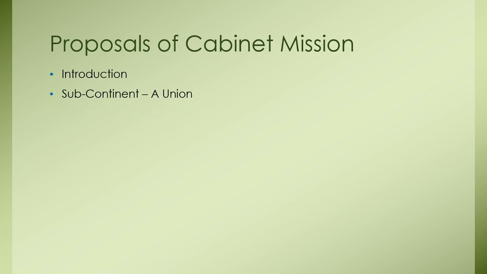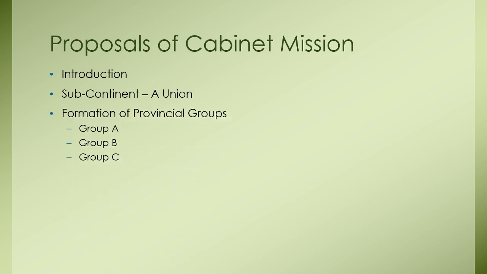Now, the first proposal was: the subcontinent a union. The first proposal says that there shall be a Union of India which was to be empowered to deal with defense, foreign affairs and communication. Other things will be dealt with by the provinces. Second point, we see the formation of provincial groups. It means that all the provinces of India will form 3 groups: Group A, Group B and Group C.